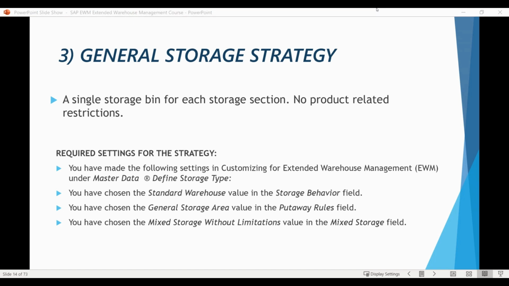The general storage strategy means that the system looks for a storage bin in a general storage area. A general storage area has only a single storage bin for each storage section. There are no product-related restrictions, and different kinds of products and handling units can be stored in the same storage bin.